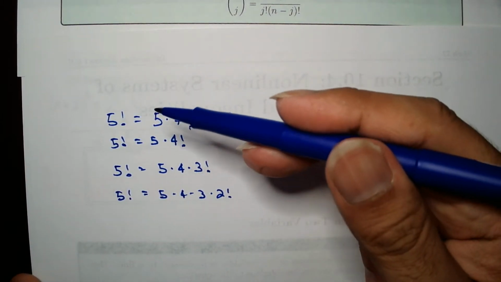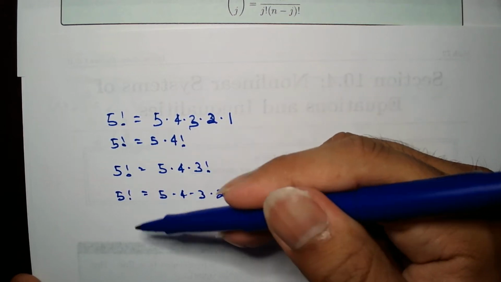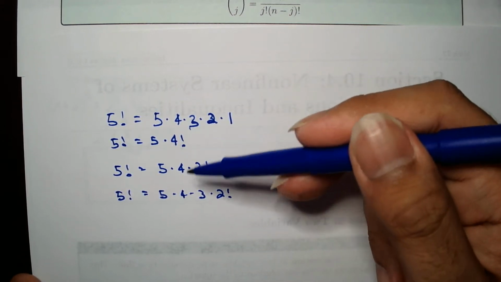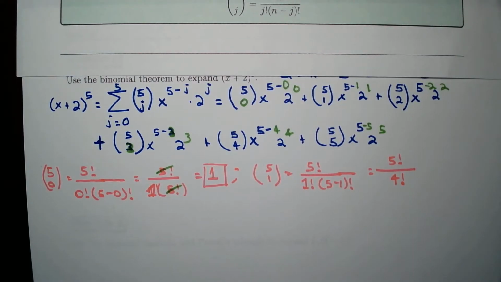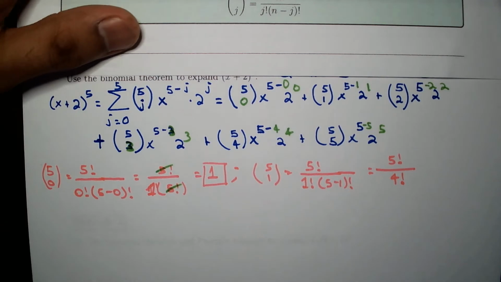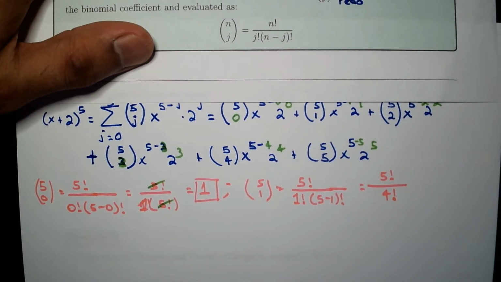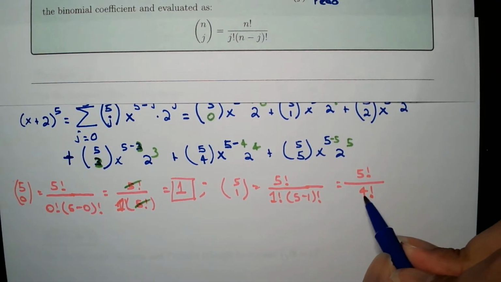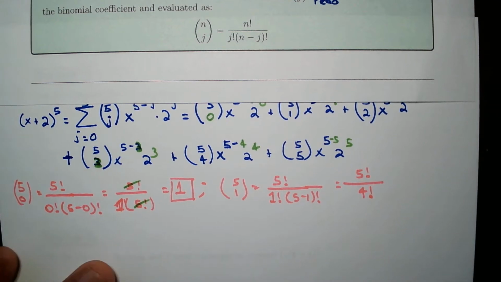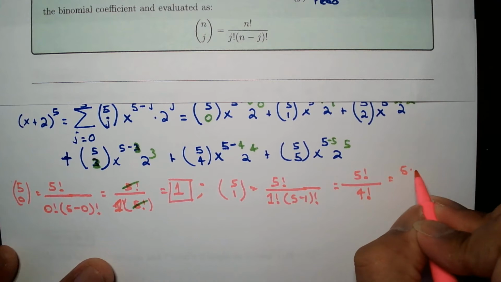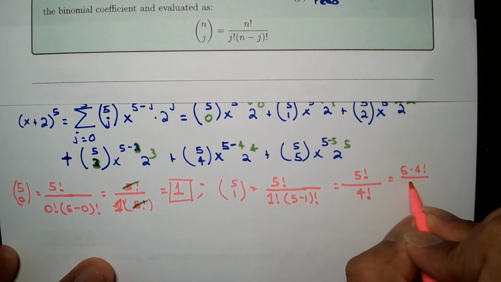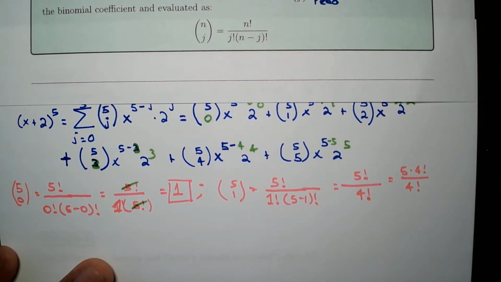So the factorial expansion of a number is not unique; we can represent it in different ways depending on our needs. For example, I would like to cancel this 4 factorial. So what I'm going to do is 5 times 4 factorial over 4 factorial. And in this case, we can divide out the 4 factorials and end with a 5.